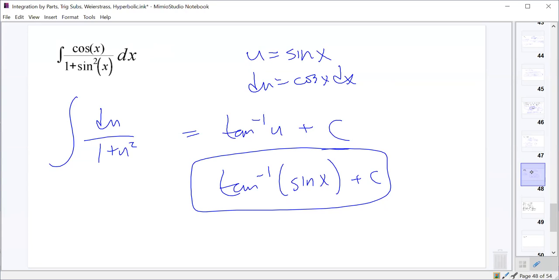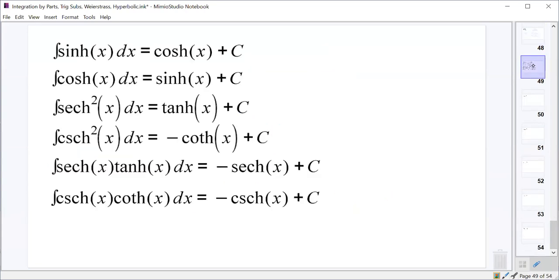Cool. All right. In that case, we'll move on to another little thing we're going to quickly talk about here. With any luck, you're familiar. Did we talk about the hyperbolic trig functions when we did derivatives or no?